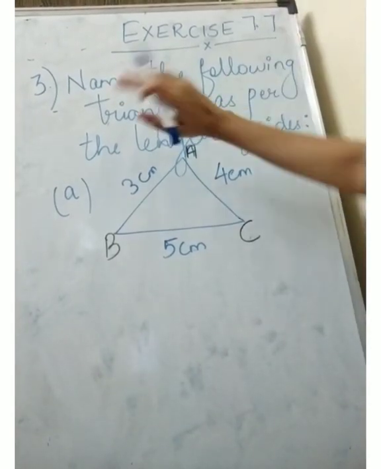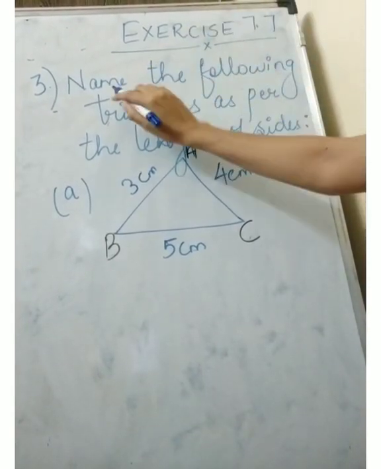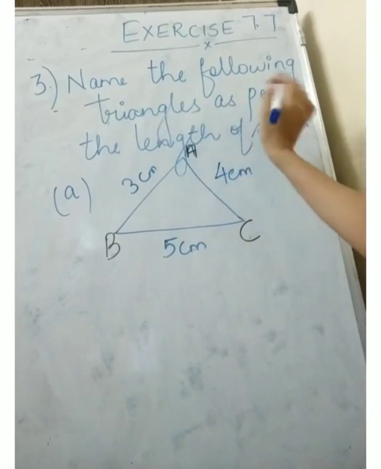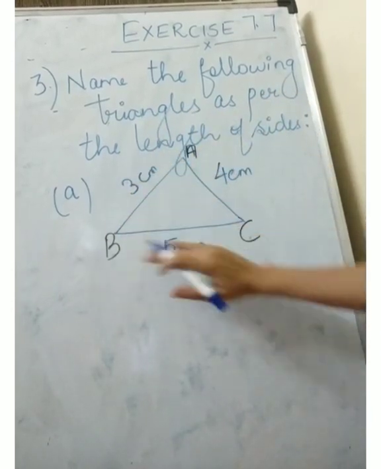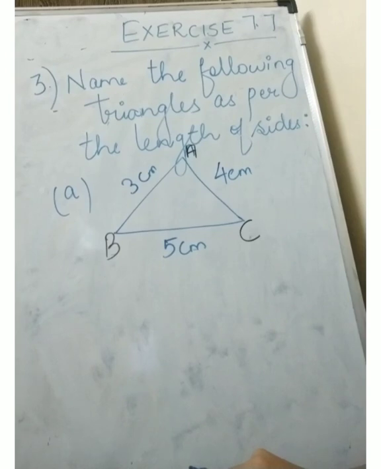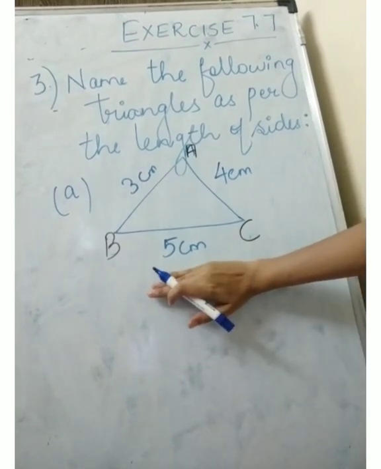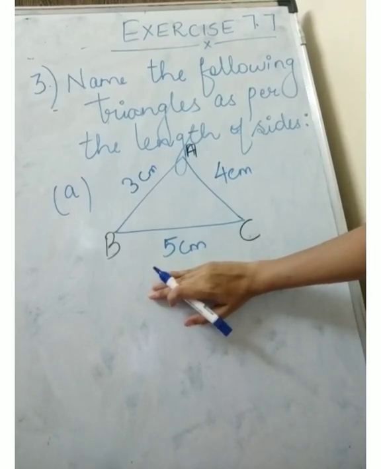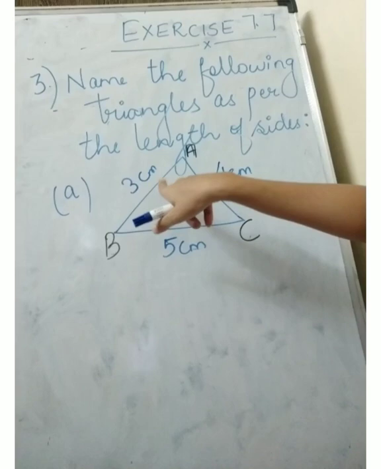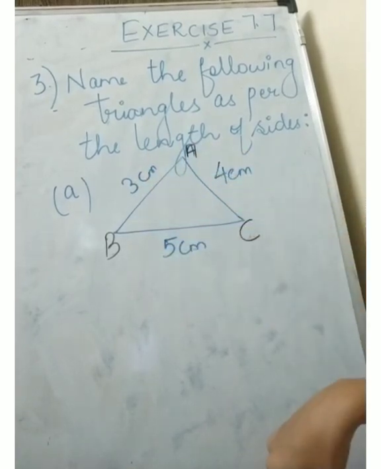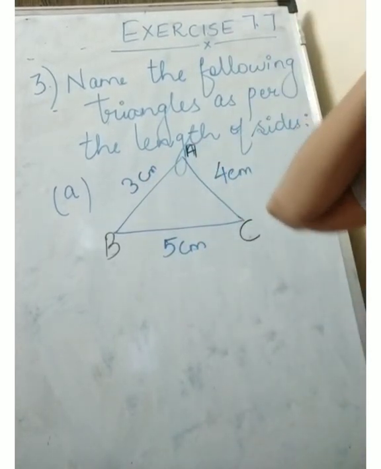Okay, now question number 3 from exercise 7.7. Name the following triangles as per the length of side. By seeing all the three sides, we have to define whether this is a scalene triangle, equilateral triangle or isosceles triangle. As already we have discussed, if all the three sides are different, that type of triangle is called a scalene triangle.